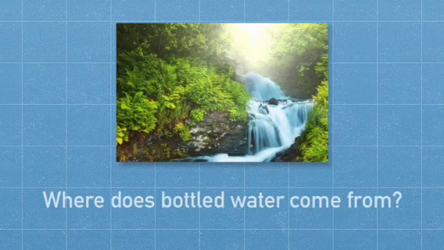Where does bottled water come from? As I said, there are many different types of bottled water, and they are all obtained differently. This depends on which type of water it is. Well water, spring water, mineral water, distilled water, and sparkling water are the main types, although there are many other types of water that are obtained differently from these, which are the main ones.